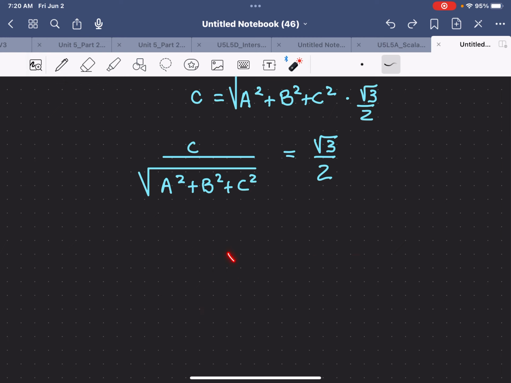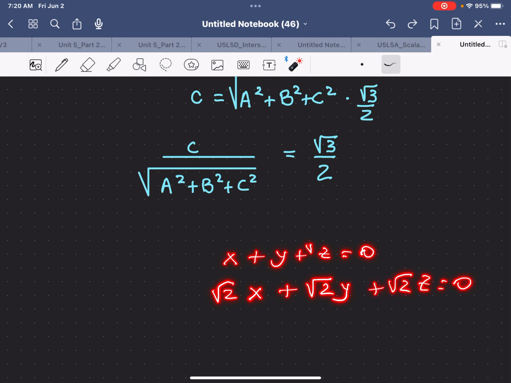Or if we had x plus y plus z equals 0, and we would create another equation, say for example, square root of 2x plus square root of 2y plus square root of 2z. That can be another equation. Or you can throw in a negative in front of them. That's another equation. And all these equations we're talking about are equivalent to x plus y plus z equals 0.